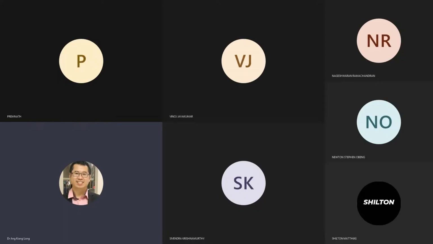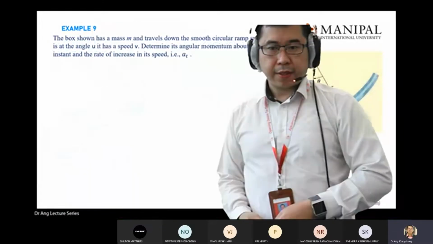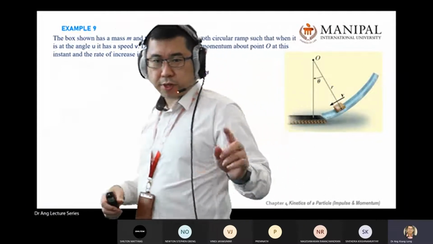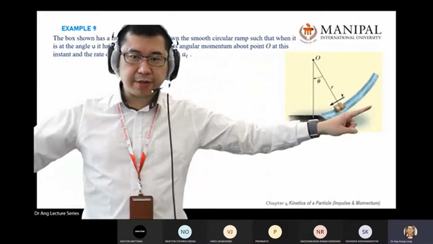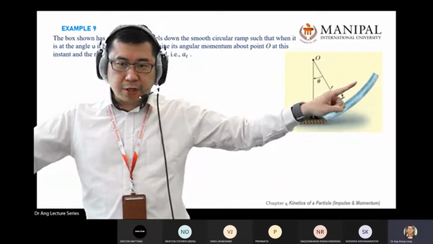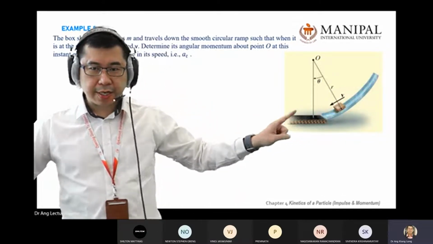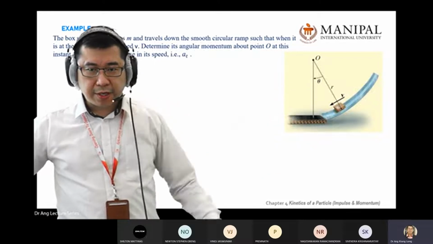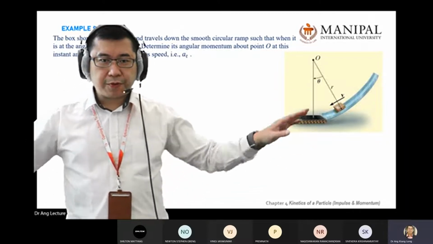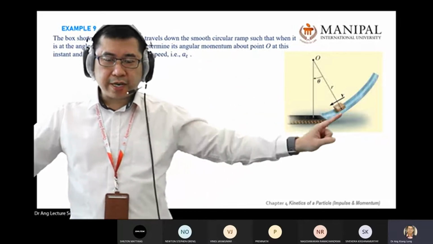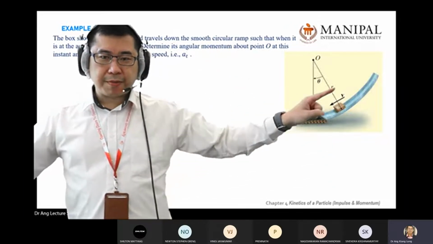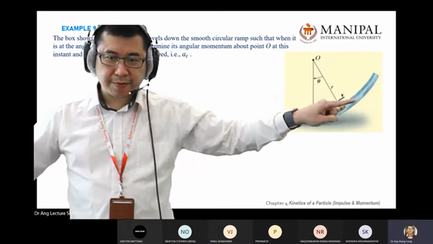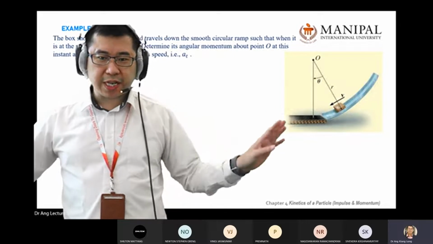If you look at your tutorial question, you have something swinging, or not swinging, but there's a delivery from the top, sliding down at a certain angle with the R and velocity. Before you look at the question, you look at the motion of the particle. Basically, this is a curve motion. Curve motion gives you tangent and normal direction.